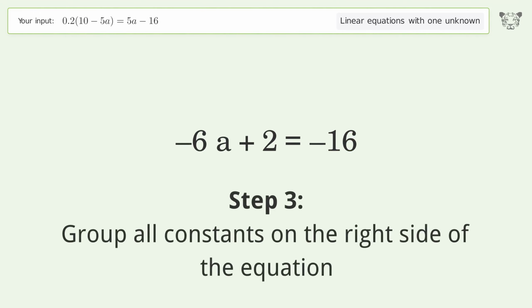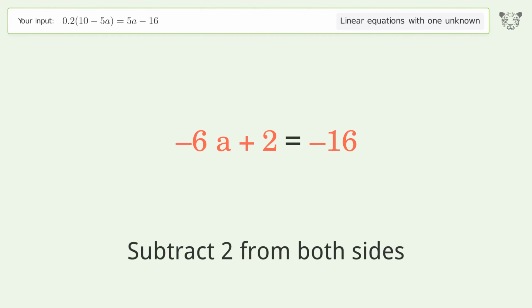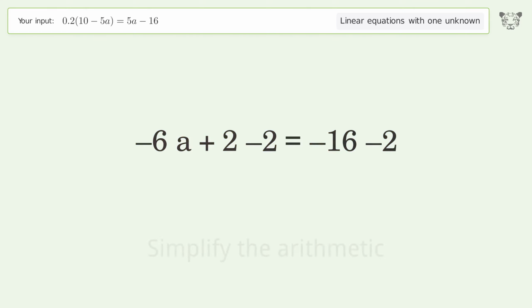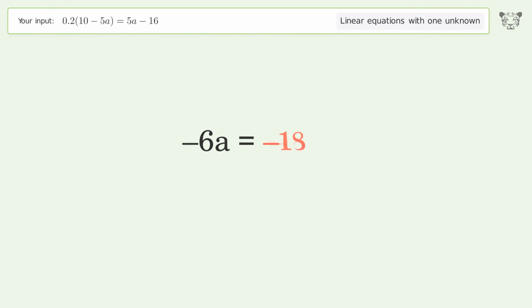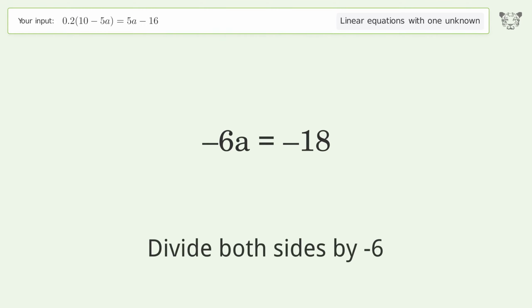Group all constants on the right side of the equation. Subtract 2 from both sides. Simplify the arithmetic. Isolate the a. Divide both sides by -6.